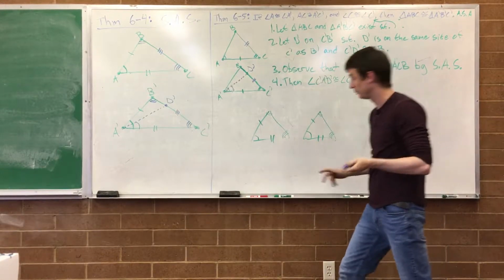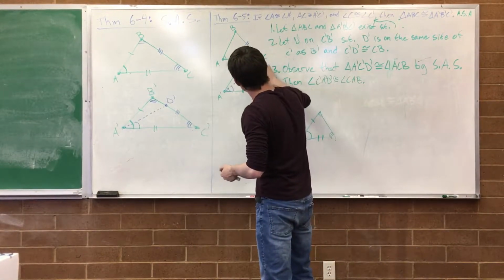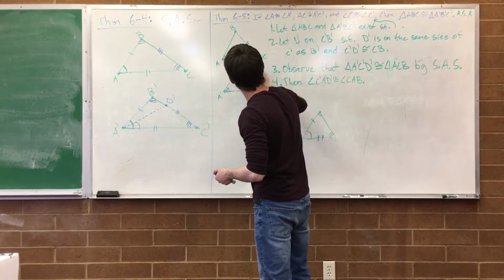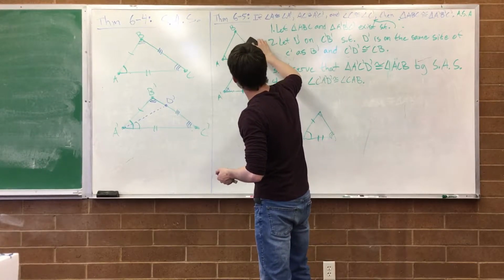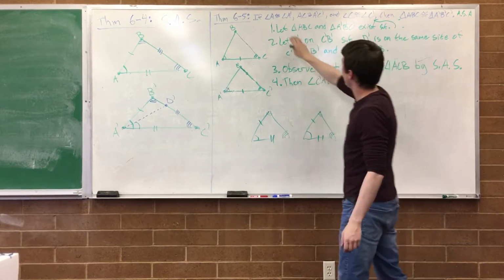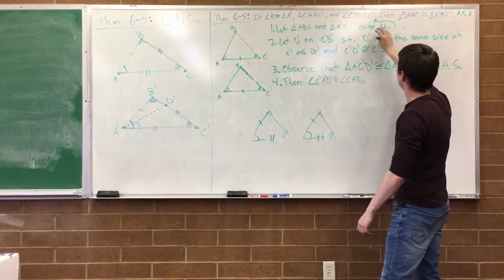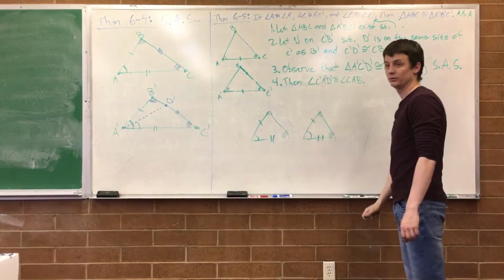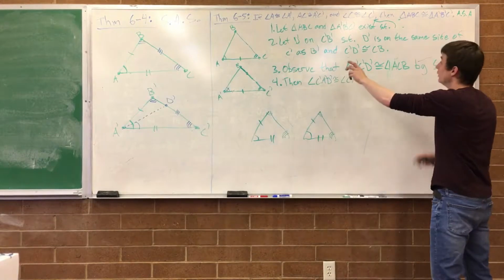Okay, so that's the big picture of what we're going to do. So erase, erase, erase, and let's recap the proof so far. I said start out, let A, B, C and A prime, B prime, C prime be triangles such that that, and that is true. That's line 1.